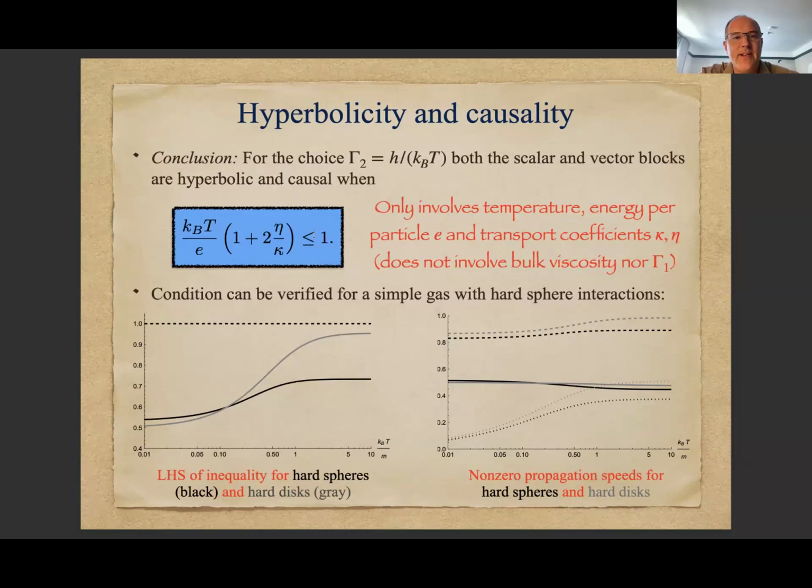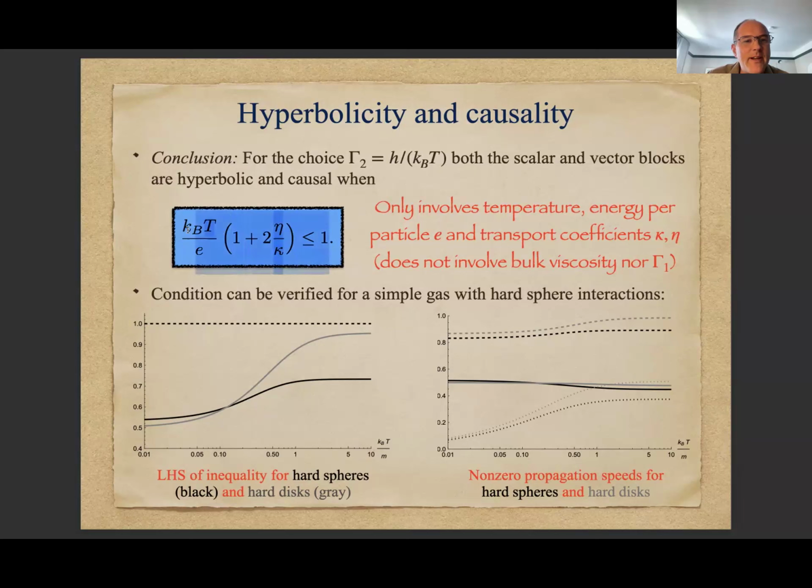Okay, now the statement then is that this linearized system is hyperbolic and causal if this inequality is satisfied and gamma 2 is fixed like this. Certainly there might be more general possibilities to choose gamma 2, but this is a sufficient condition for hyperbolicity and causality.